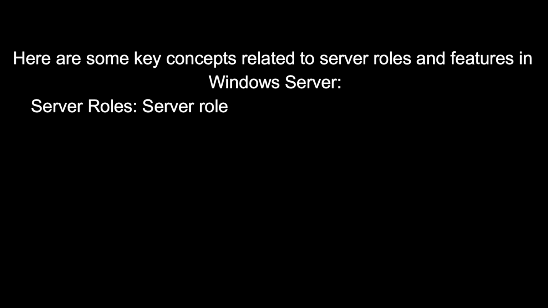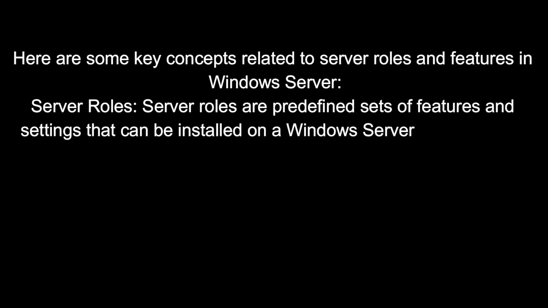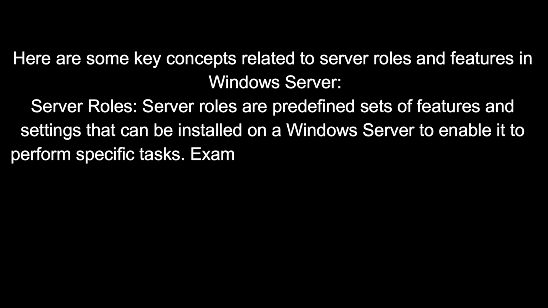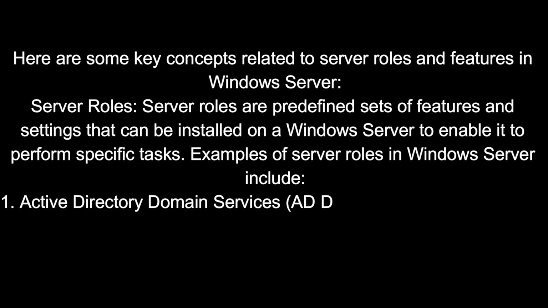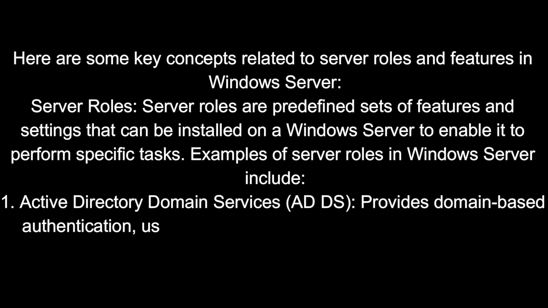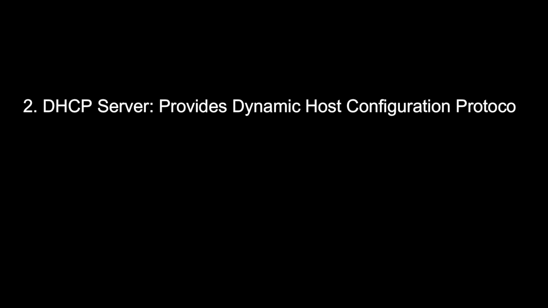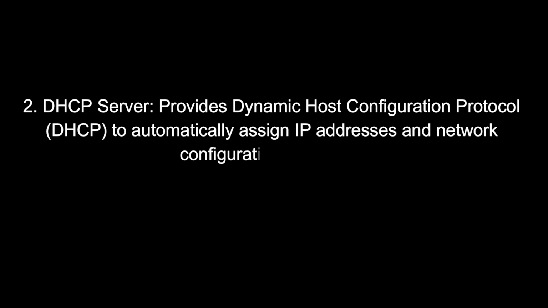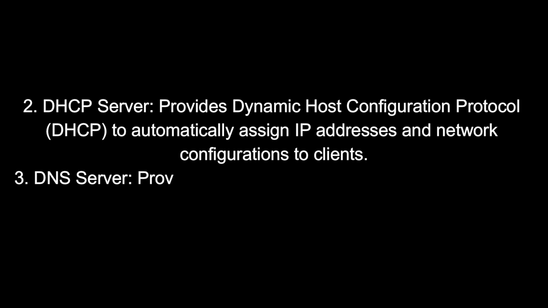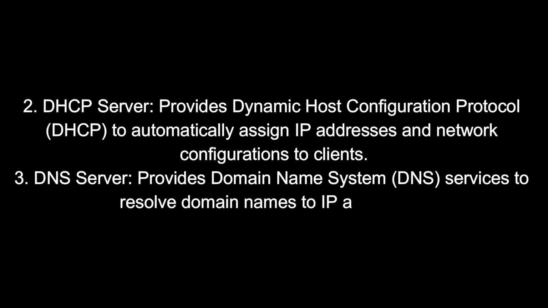Server roles are predefined sets of features and settings that can be installed on a Windows Server to enable it to perform specific tasks. Examples of server roles in Windows Server include: 1. Active Directory Domain Services, AD DS, provides domain-based authentication, user and group management, and other directory services. 2. DHCP Server provides Dynamic Host Configuration Protocol, DHCP, to automatically assign IP addresses and network configuration to clients. 3. DNS Server provides Domain Name System, DNS, services to resolve domain names to IP addresses.